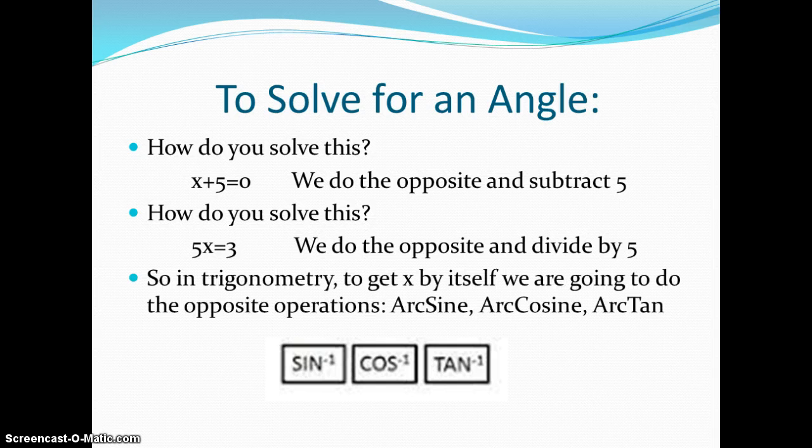So in trigonometry, to get x by itself, where x is the angle measure, we are going to do the opposite operations, and they are arcsine, arccosine, and arctangent. On your calculator, they look like sine with a -1, cosine with a -1, and tangent with a -1. They're usually connected to your regular sine, cosine, and tangent buttons, but you have to press a button to use the opposite.